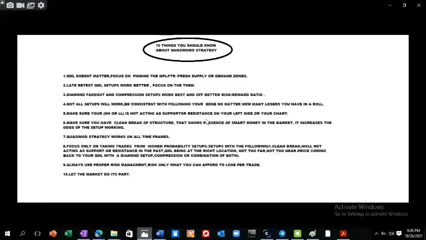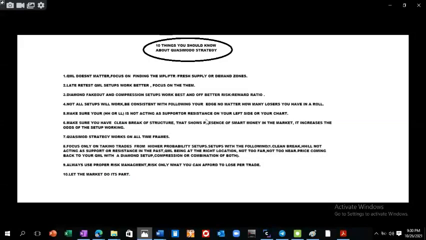So diamond fakeout and compression setups work best and offer better risk to reward ratio. Like I've already said, you should focus on late retests more than quick retests because they offer us more risk to reward ratio.